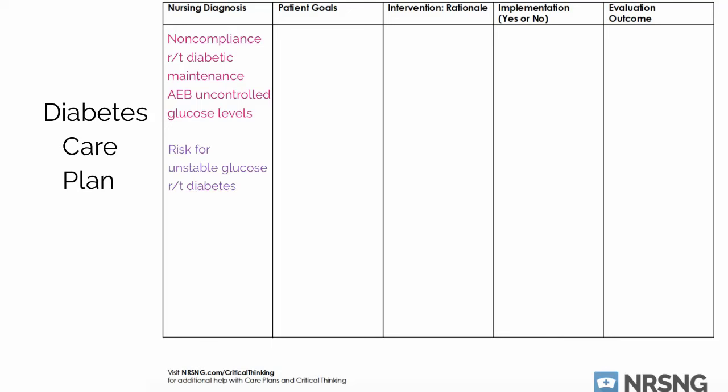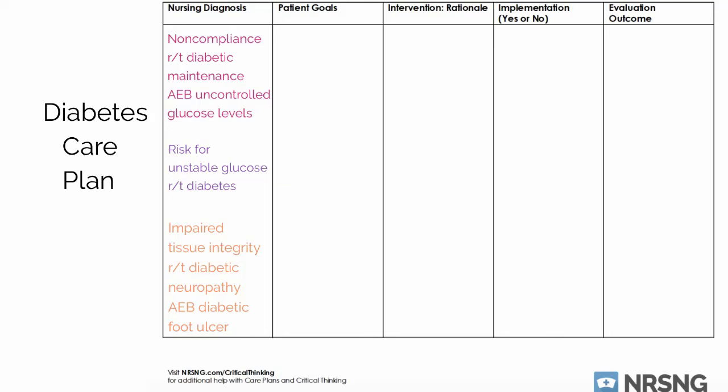My next nursing diagnosis is a risk for unstable glucose related to diabetes. Now, when it's a risk, we don't do the related to's and we don't do the as evidenced by, because it's not actually happening. It's a risk for that, but the patients are at risk for further unstable glucose because they are being hospitalized, and it could be an illness that they're hospitalized, or it could be lack of education.